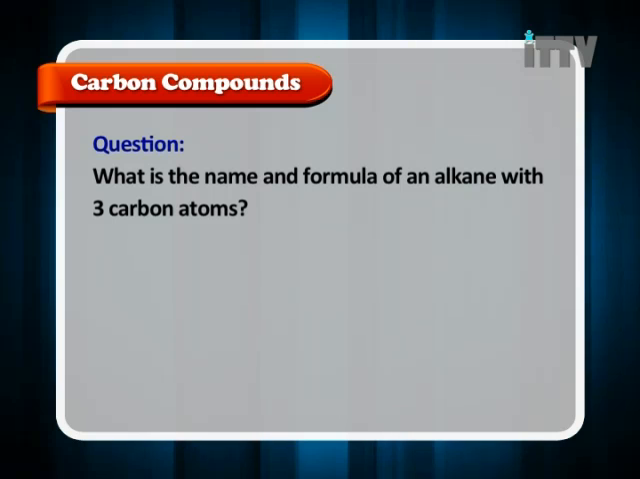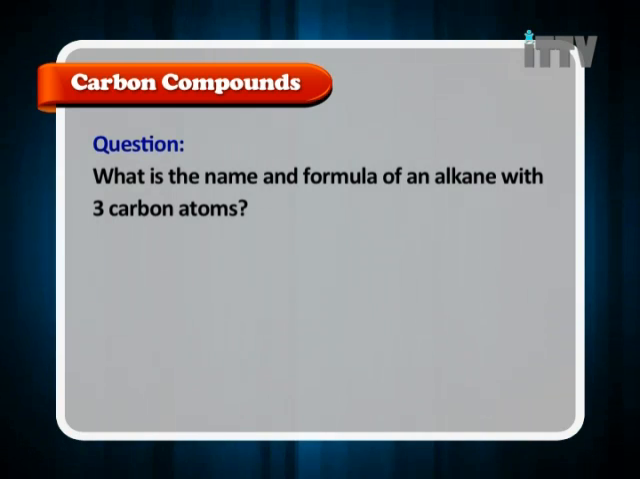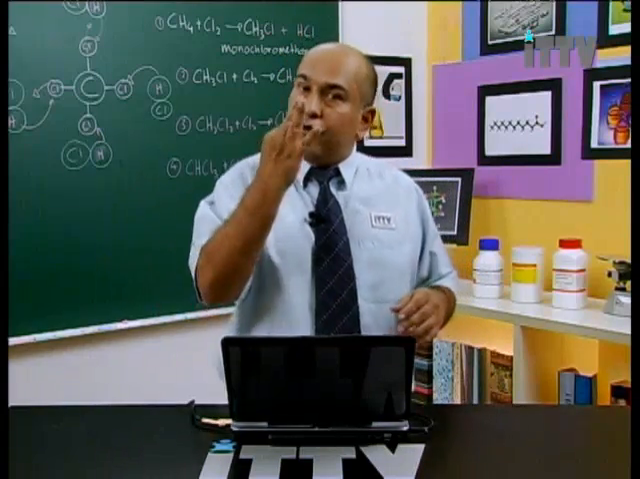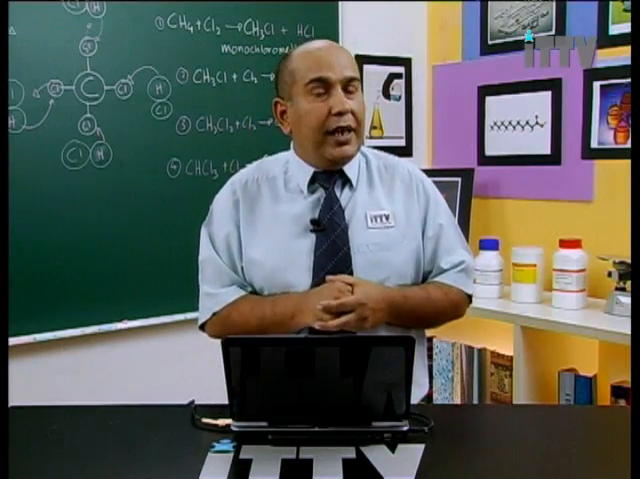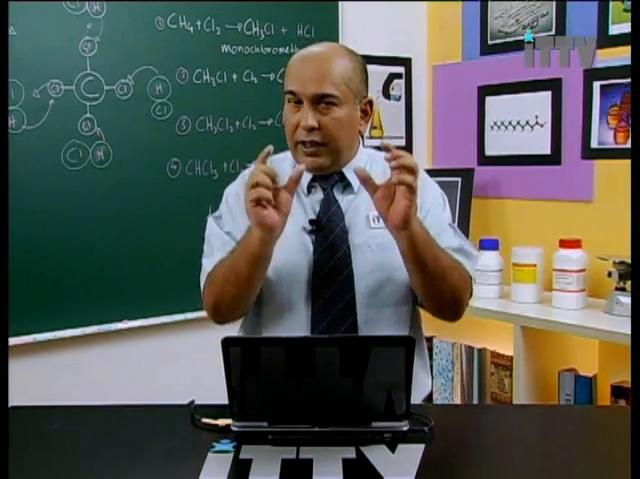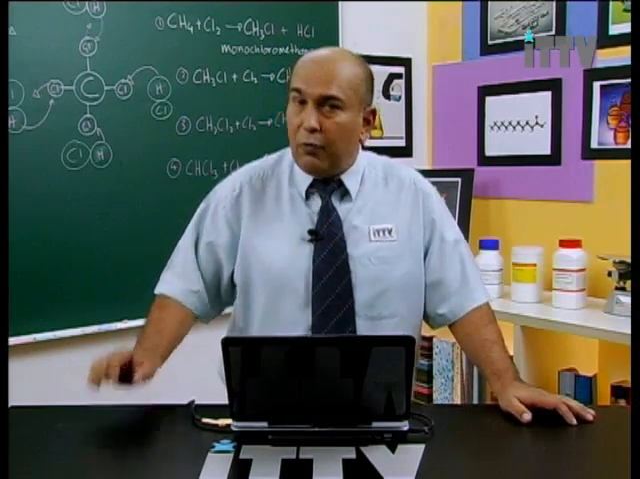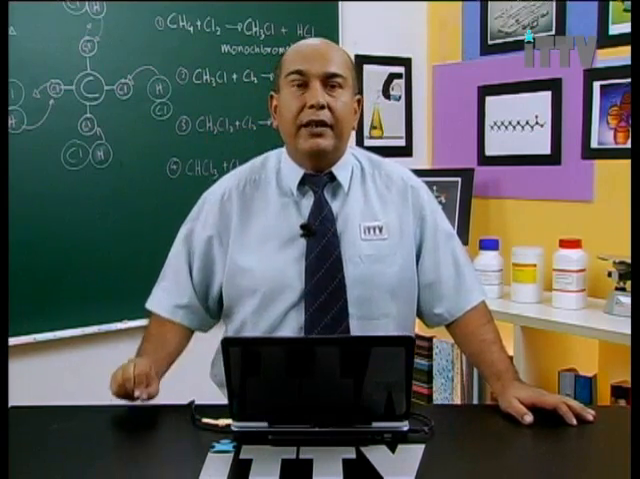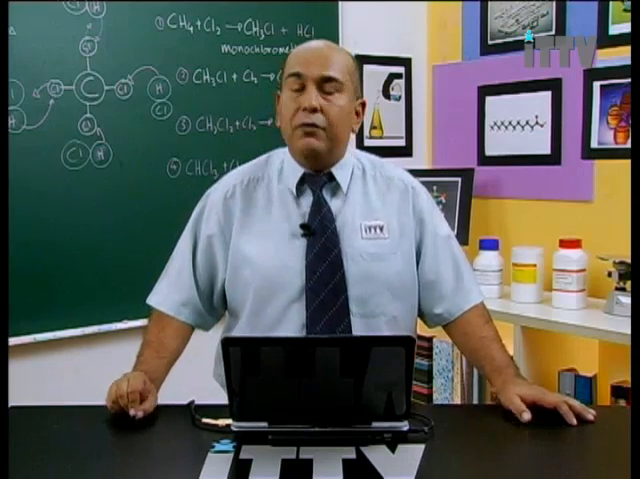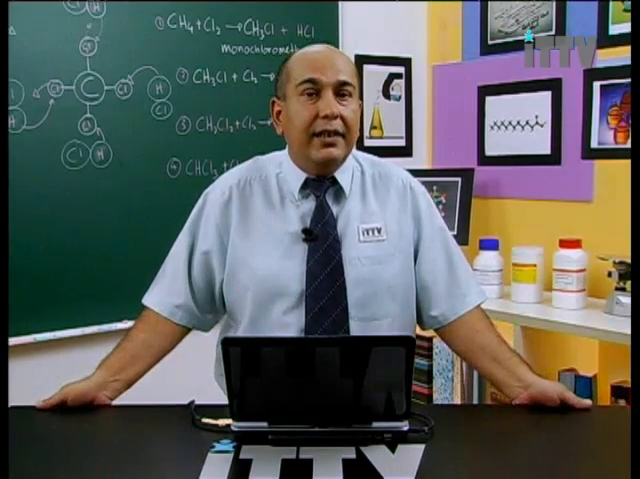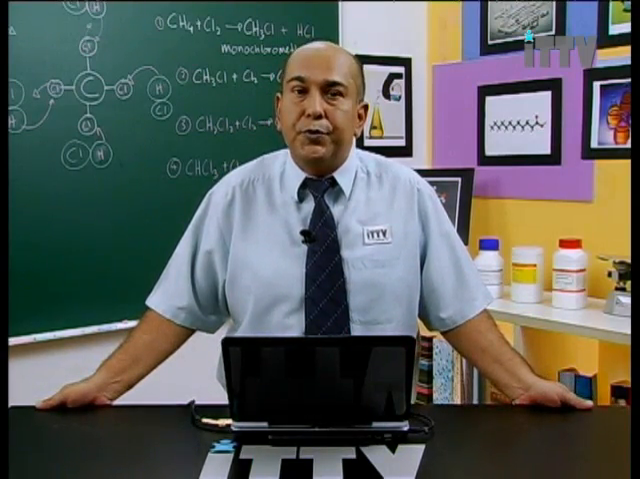What is the name and formula of an alkane with 3 carbon atoms? So remember, you've got 3 carbon atoms. What is the key word that we use for 3 carbons? If you got it, don't forget to add the ane at the back of it, and then apply the formula. Remember, the general formula is CnH2n plus 2.